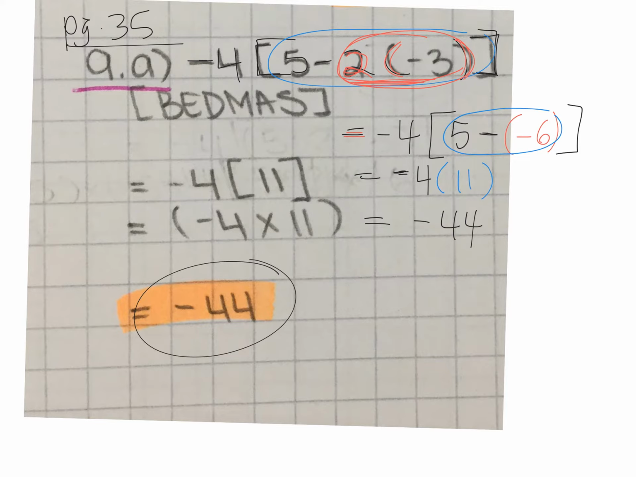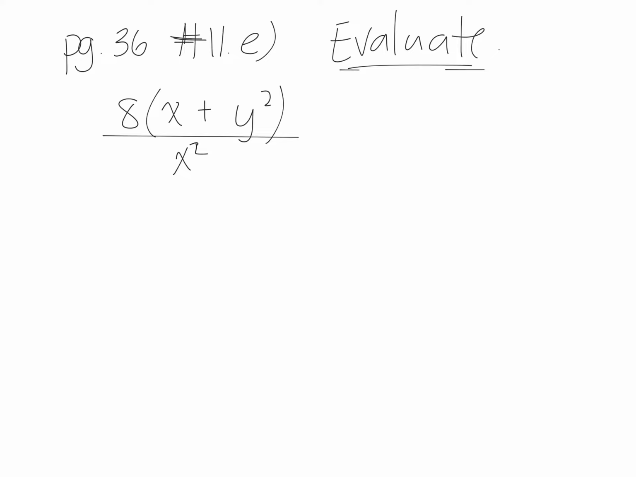That's it. In this question, we have 8 bracket x plus y squared divided by x squared. Whenever you have a variable, it represents a number, right? This question, they tell you what the variables represent. What does x represent? Negative 2. Good. And what does y represent? Negative 1. So what are you going to do with that information? Plug it in. Take the value, take the number, and wherever you see x, you're going to replace x with that value. Okay? So I want everyone to do that right now.